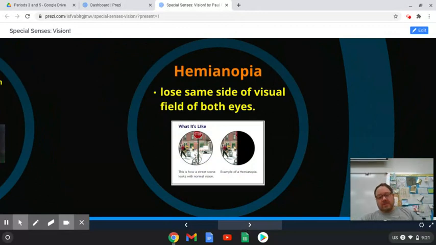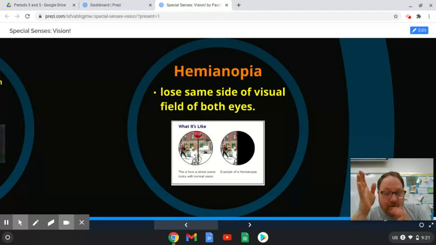Hemianopia, this is an interesting one. This is something that occurs if you have damage on usually one side of the visual cortex. If you recall looking at how you have those wires exit the back of the eye and how they both can travel to one particular side, if you have damage to one side of your visual cortex, then you're losing half your field of vision. So with hemianopia, you literally lose half your field of vision.